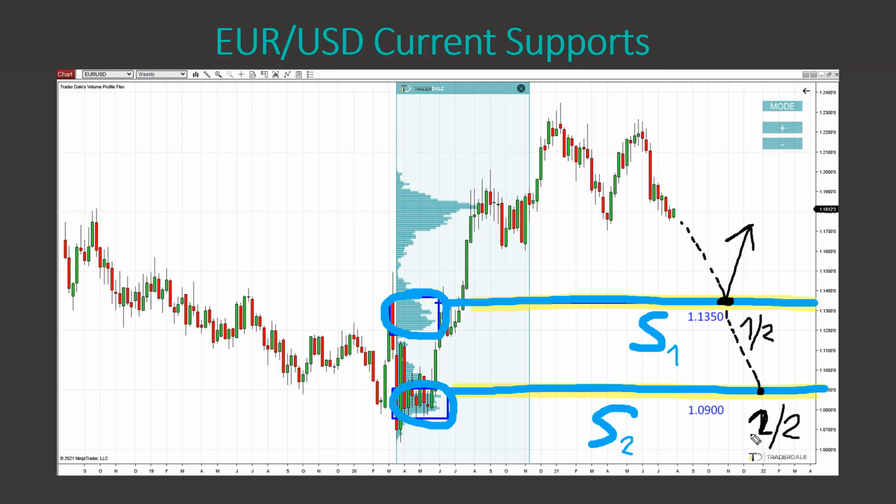I'm not saying you should go martingale. That would be crazy. Just split your position in 2 halves, like in here. And then hope for the best. Right, so those 2 strong supports on euro.